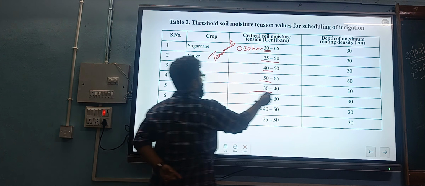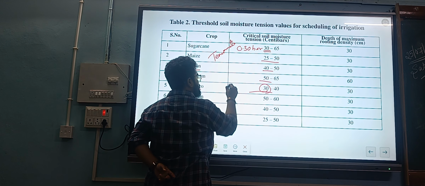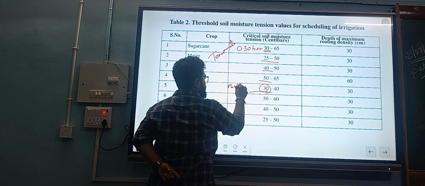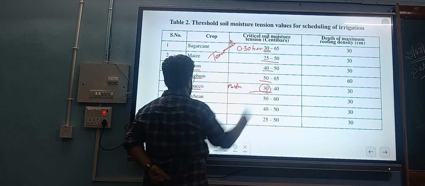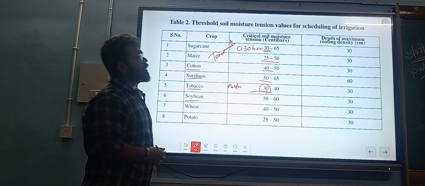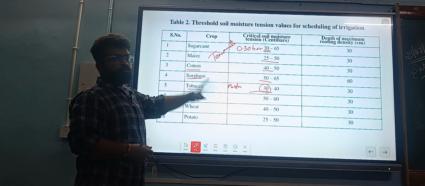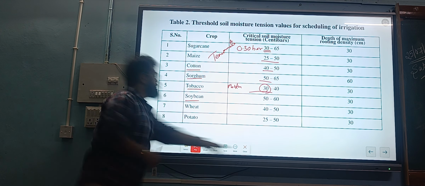Tobacco is moisture sensitive even at very low moisture, so you have to irrigate even at a tension of 30. Soybean 50 to 60. Wheat around 40 to 50. And the depth of maximum root intensity for most crops is 30 centimeter.